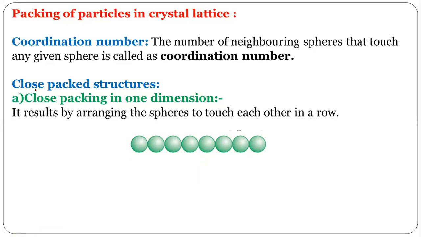So we'll discuss close packed structures. Close packed structures means maximum space is utilized, that is, the maximum number of particles, which can be considered as spheres here. Sometimes the word spheres is used, sometimes the word particles. We will discuss the first type, close packing in one dimension. It results from arranging the spheres to touch one another in a row. So this is a one dimension close packed structure.